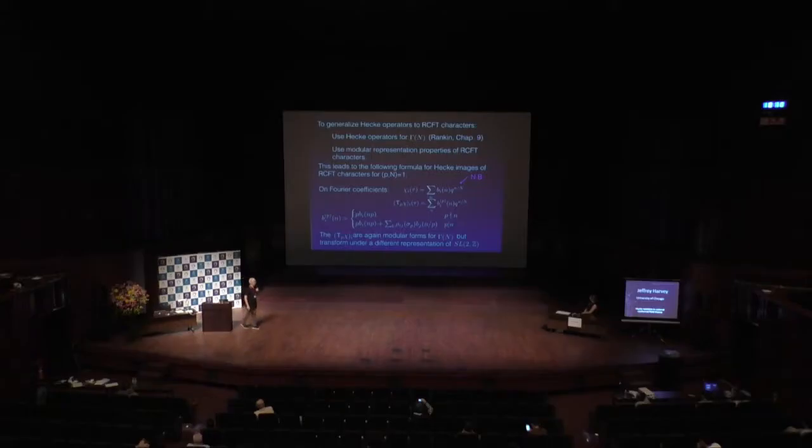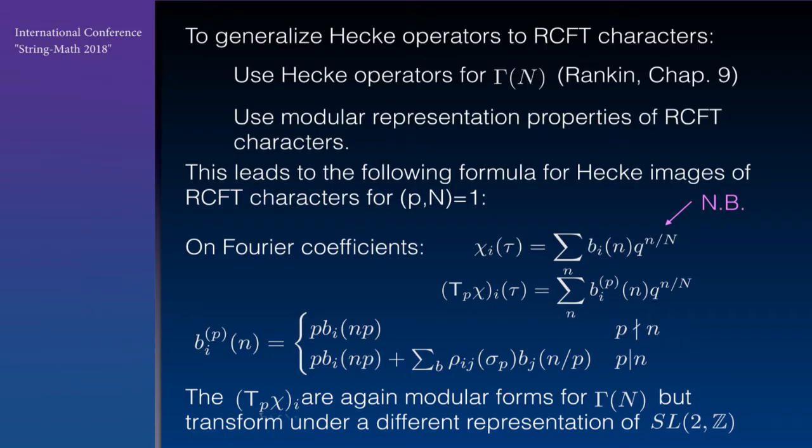But it actually turns out to be quite straightforward to do so. I'm not going to give you the details. You can find them in our paper. But the thing to remember is that the components of the individual characters are modular forms for gamma n, the congruence subgroup. And so it's natural to look at Hecke operators for gamma n. This is a standard mathematical topic which is described in a way that we found useful in a book by Rankin on modular forms in chapter 9.